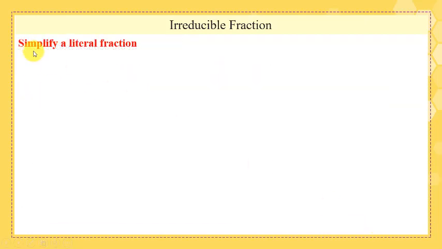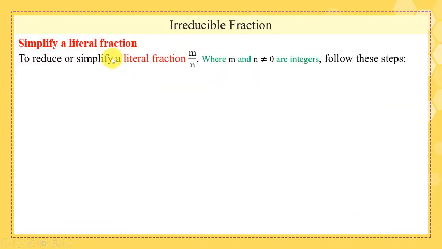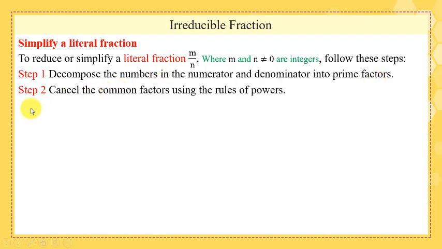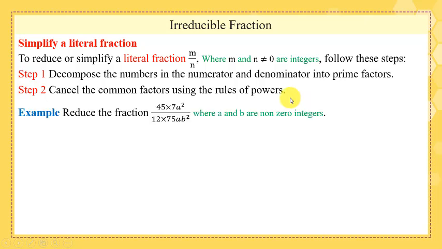Now the second objective is to simplify a literal fraction. To reduce or simplify a literal fraction m over n, please follow these steps. Step 1. Decompose the numbers in the numerator and denominator into prime factors. Step 2. Cancel the common factors using the rules of powers. Now let's see this example. Reduce the fraction 45 times 7a squared over 12 times 75ab squared.